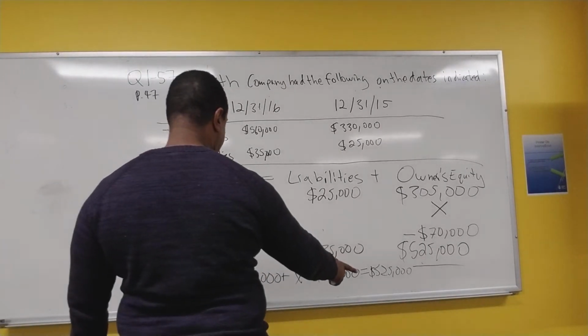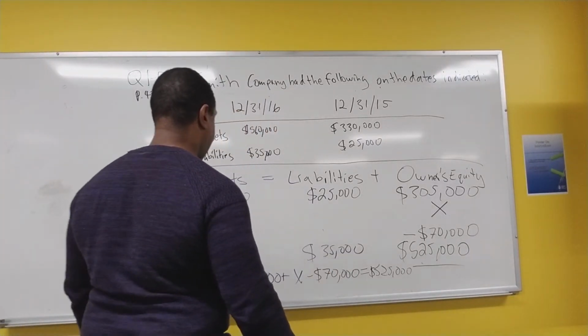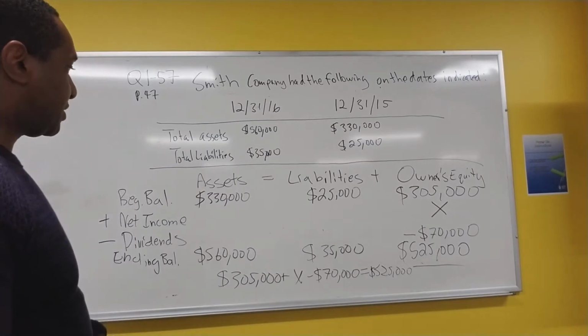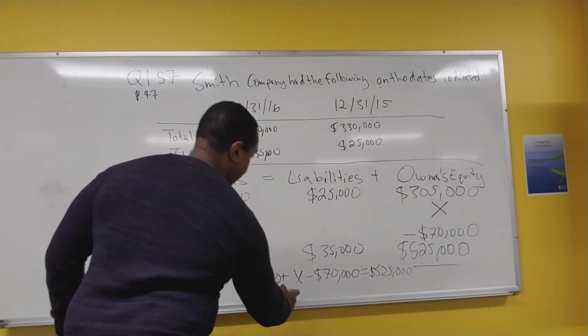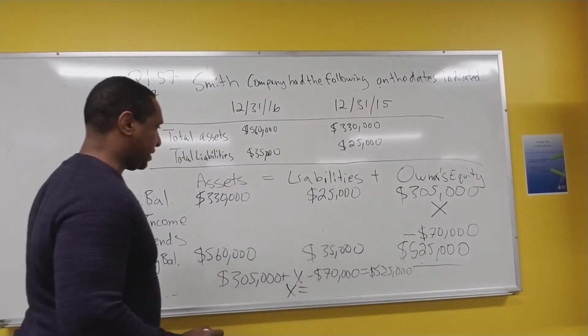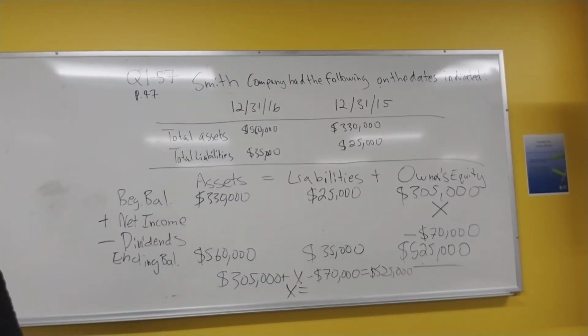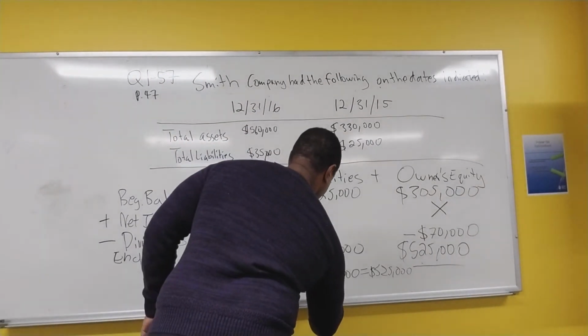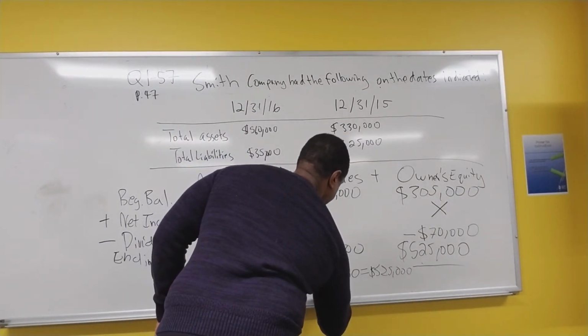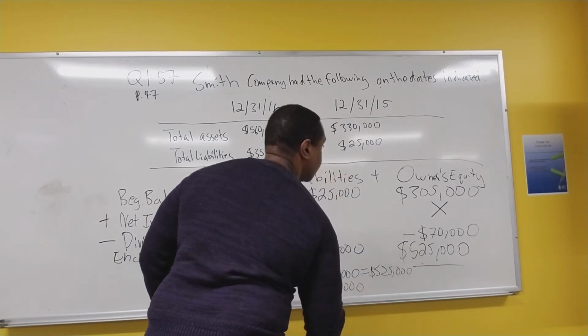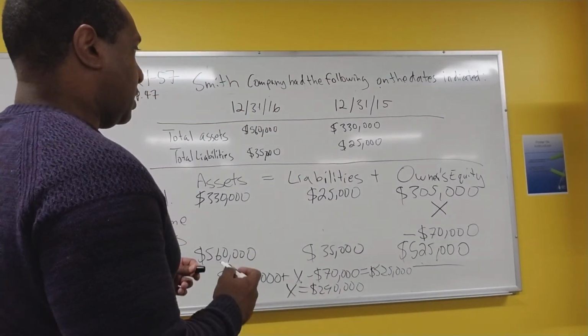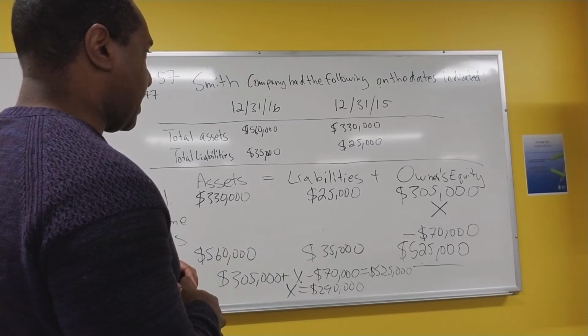So we solve for it. We're going to add the 70,000, and then we will subtract the 305,000. That should give us X equals about 290,000. So that is our X.